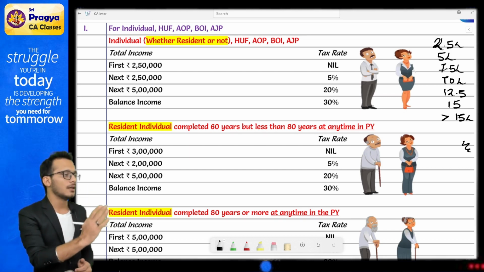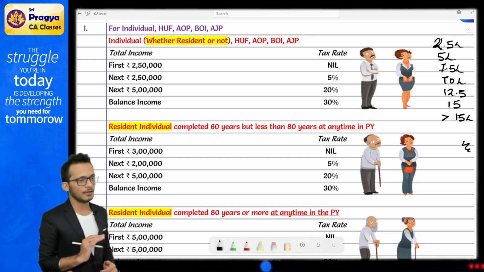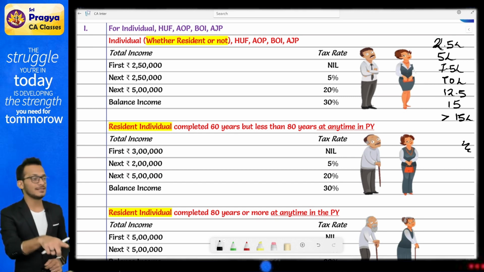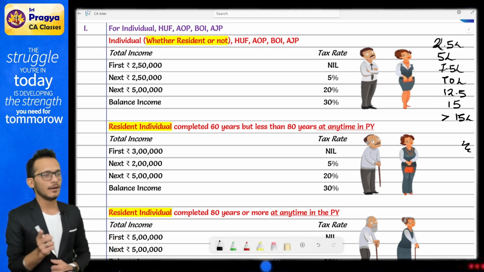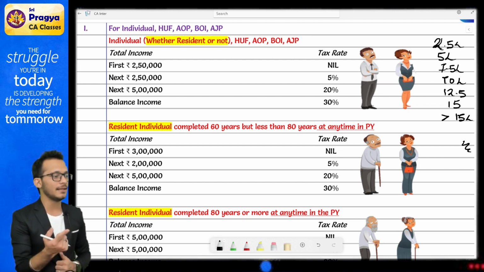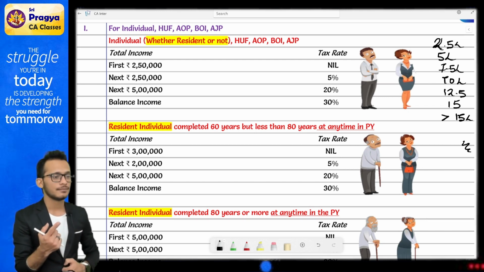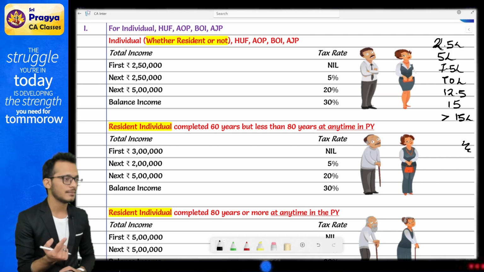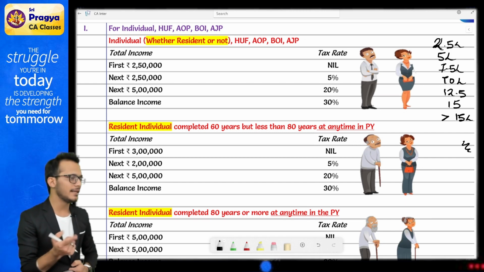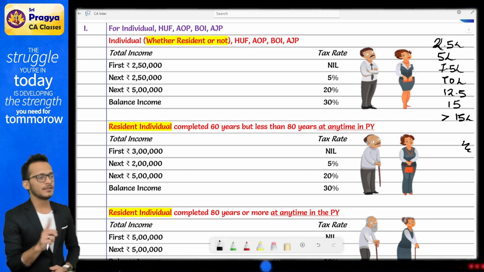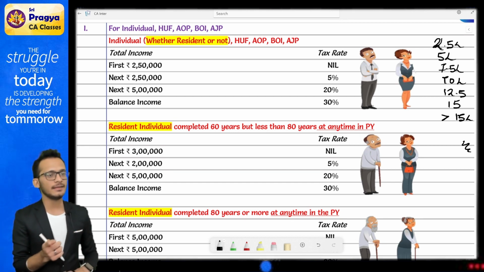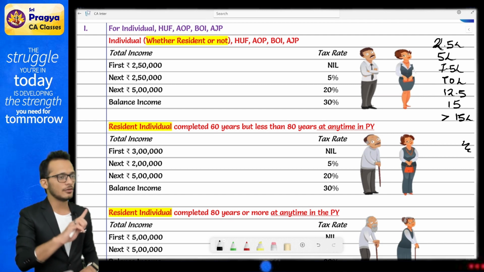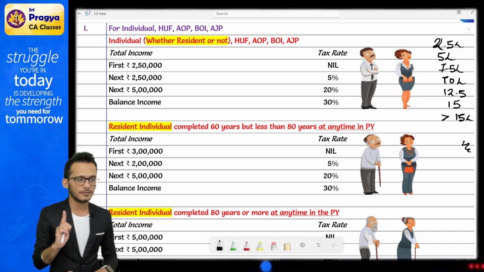Until the 1st April of the assessment year. If your birthday falls on the 1st April of the assessment year, then you have completed that age. For your exams, it will be 1st April 1963 and 1943. If it is 1st April 1963, then you are 60 years of age. If you are 1943, then it is 80 years of age, which means you will be eligible for the higher slabs.